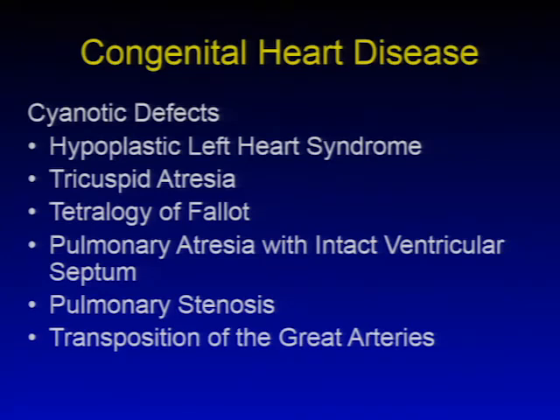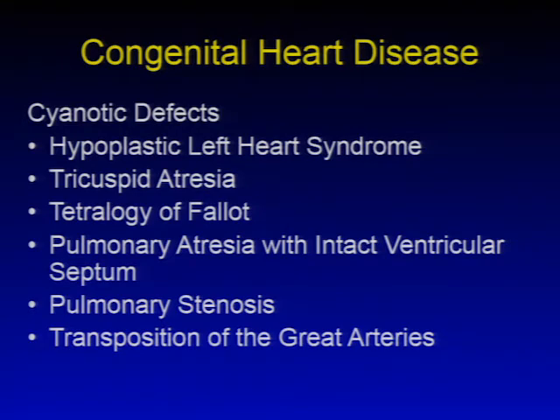This is a listing of the cyanotic heart defects. Hypoplastic left heart syndrome results in a hypoplastic left heart, and tricuspid atresia results in a hypoplastic right side of the heart. Tetralogy of Fallot, when there's decreased outflow through the pulmonary valve, shunting occurs from right to left through a VSD. When there's pulmonary atresia with an intact ventricular septum, again, there's no form of pulmonary blood flow other than through a persistent ductus arteriosus. Similarly, pulmonary stenosis will limit the amount of pulmonary blood flow.